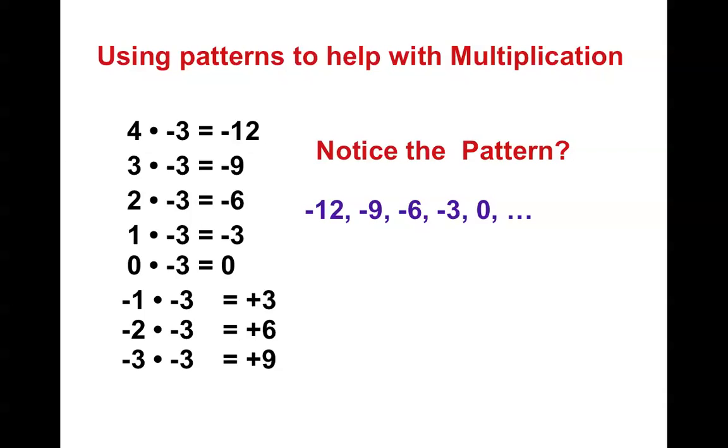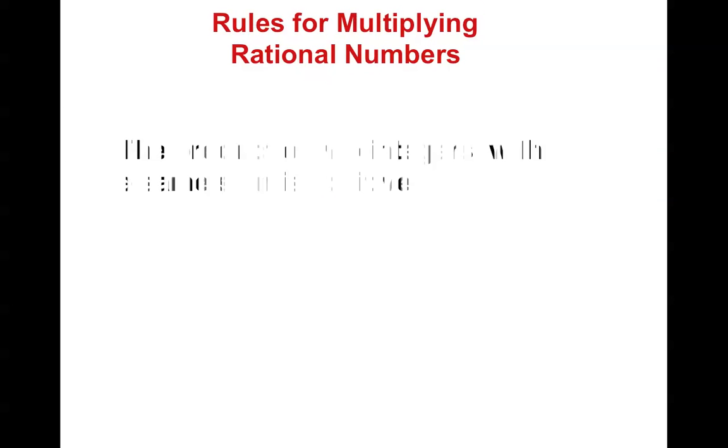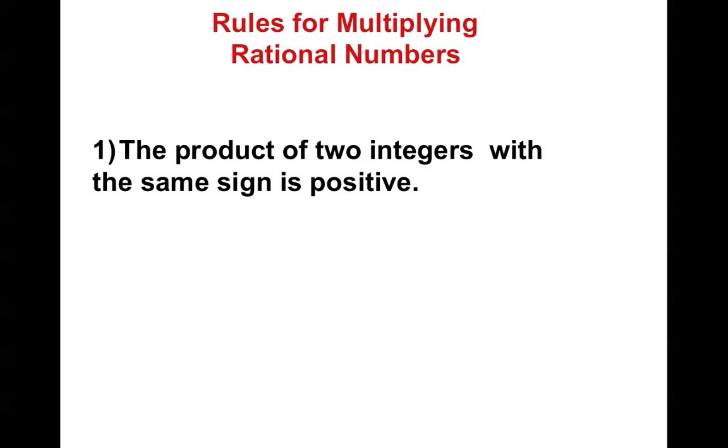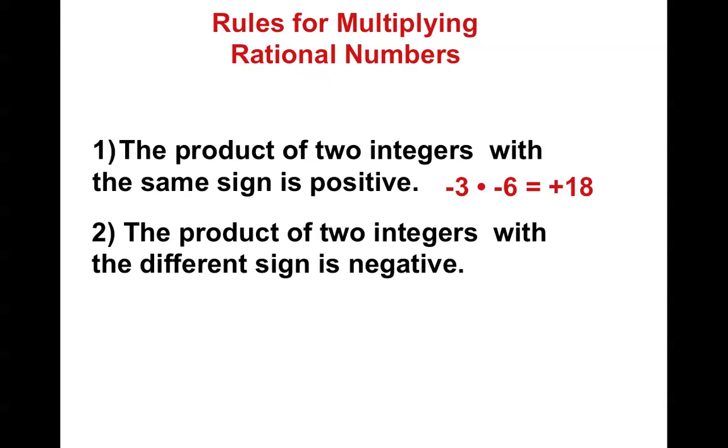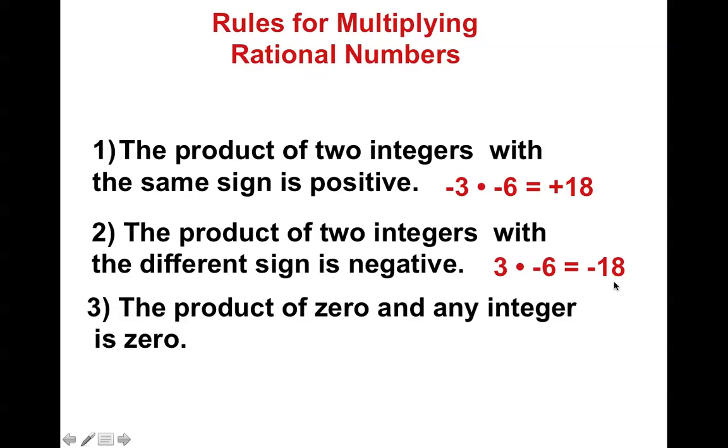All right, let's go over the rules. Please feel free to pause here because I'm going to go through this quickly. When you have the product of 2 integers with the exact same sign, the answer is positive. So in an example, negative 3 times negative 6, the answer would be positive 18. The product of 2 integers with different signs will always have a negative answer. That means that 3 times negative 6 would equal negative 18. It would also mean that if it was negative 3 times positive 6, the answer would still be negative 18. And of course, anything times 0 is just 0.